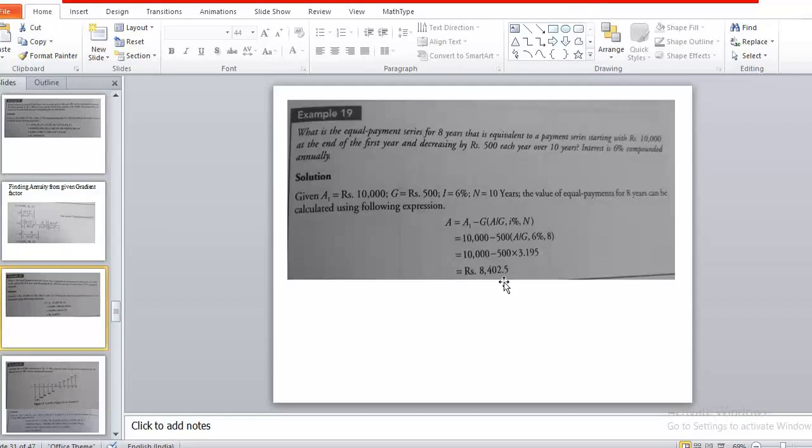So in the next video, we'll go through the geometric gradient and some terms: continuous compounding and the perpetual payment.